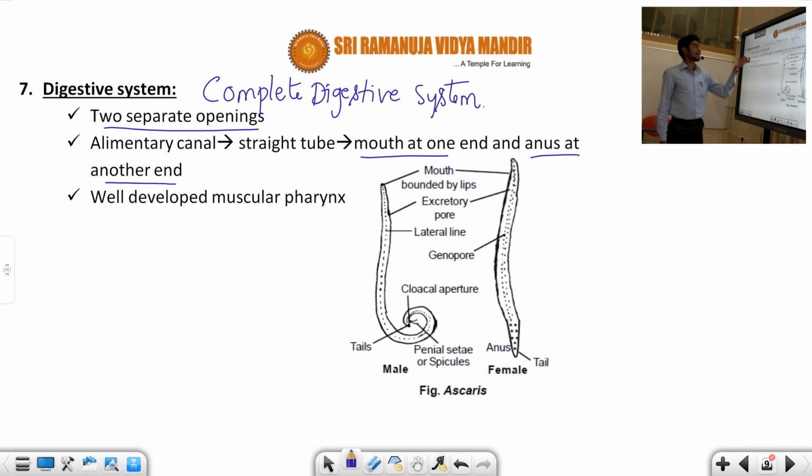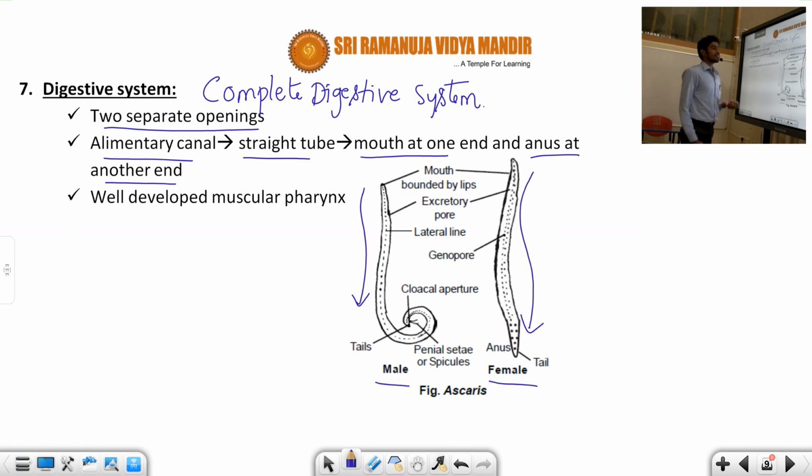You can see the diagrammatic representation, students. This is the female and the male, and both male and female have the digestive system. You can observe the straight alimentary canal. The first one shows a mouth at one end, and at the other end there is an anus. So this is the digestive system.